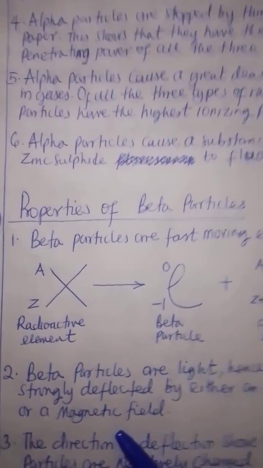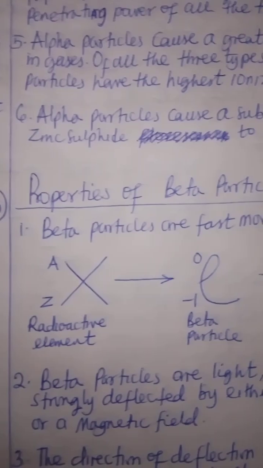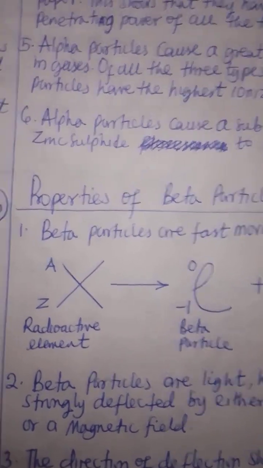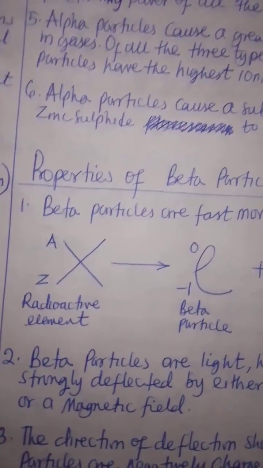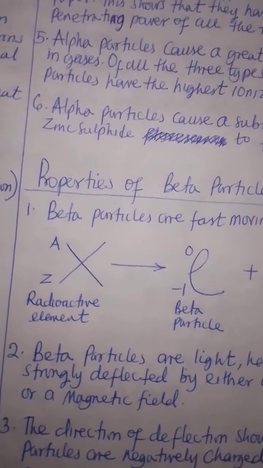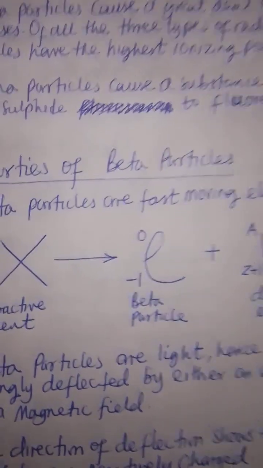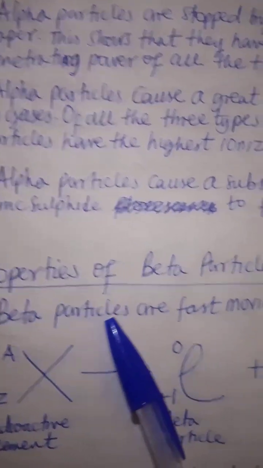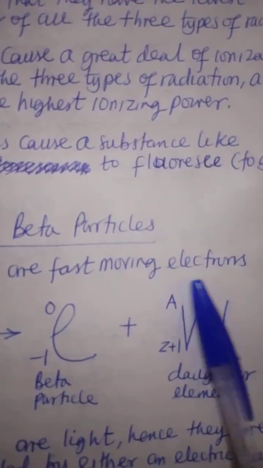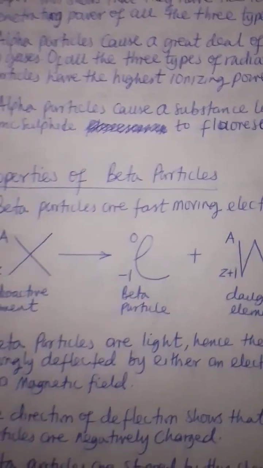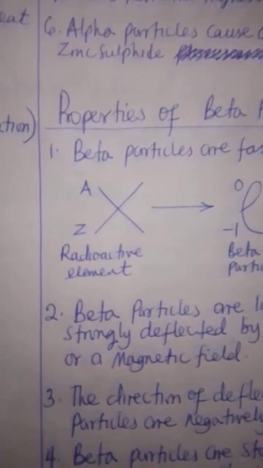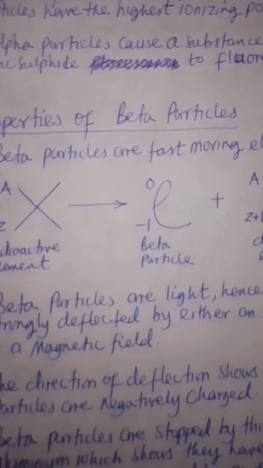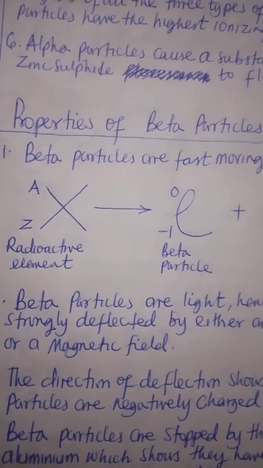Let's look at the nature. The nature of alpha particle is helium nucleus, like we said before. So what then is the nature of beta particles? Beta particles are fast moving electrons. So it means that beta particles are electrons. So when a radioactive element decays and emits a beta particle, what do you see? And you say this is a beta particle.